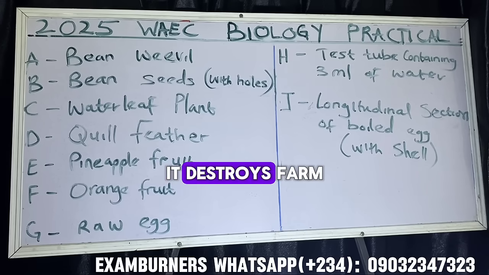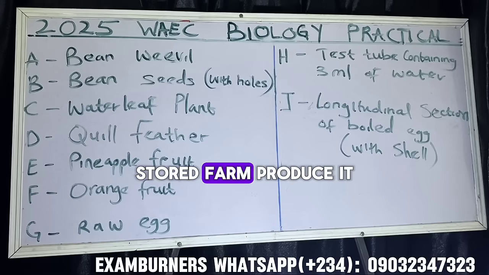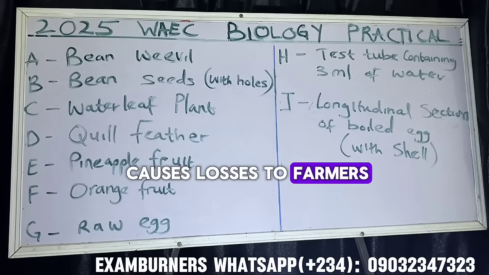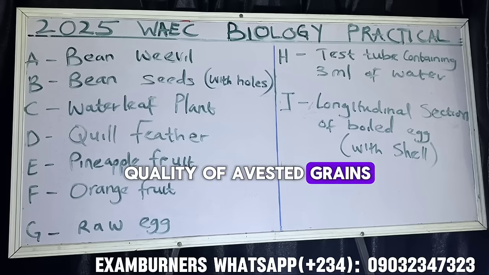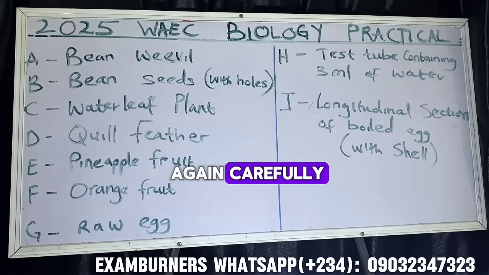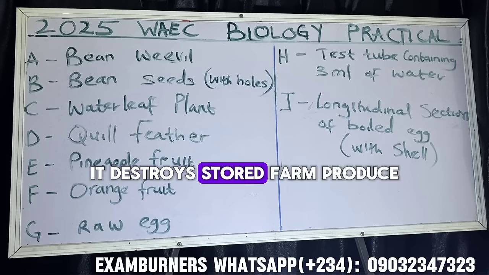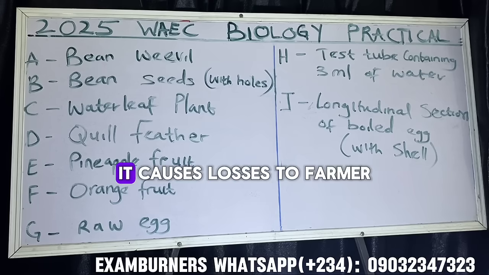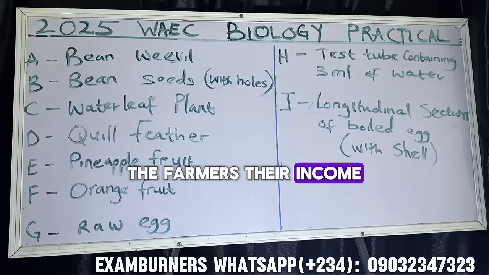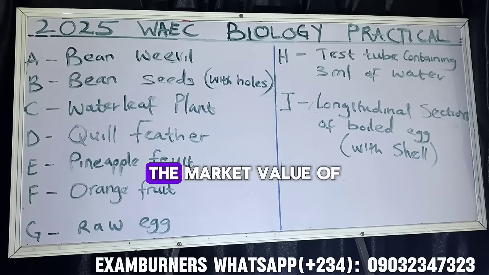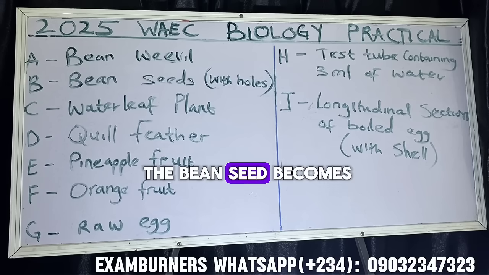It destroys stored farm produce, it causes losses to farmers, it reduces viability and quality of harvested grains. Let me take it again carefully. It destroys stored farm produce, it causes losses to farmers. So when this bean weevil destroys farm produce, the farmers' income becomes reduced, the market value of the bean seed becomes what?